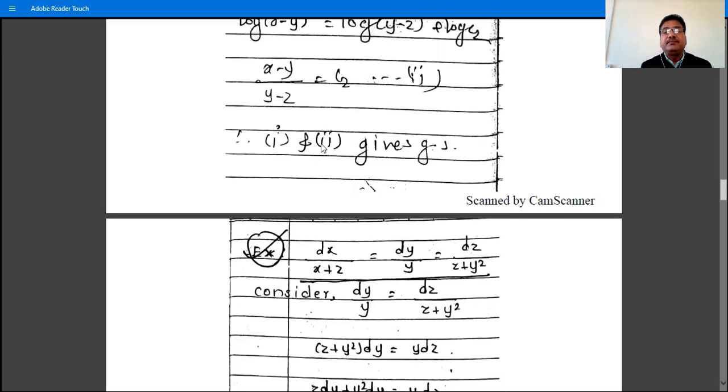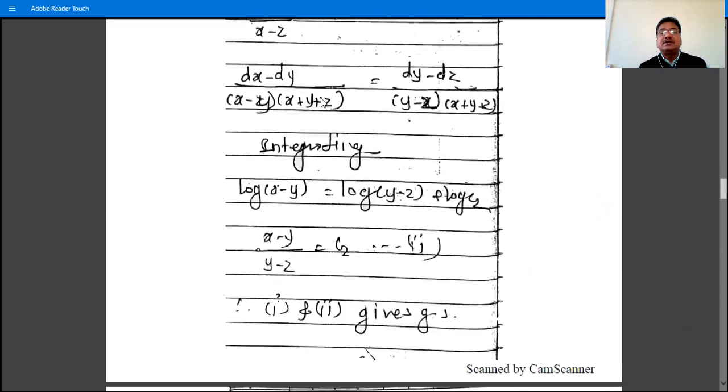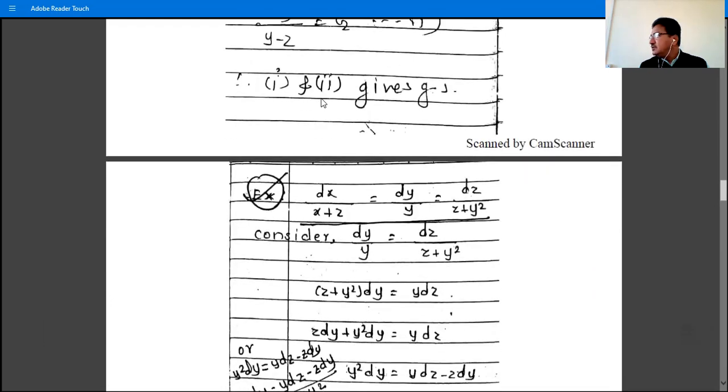Or method number 3, that is each ratio is equal to, consider the multipliers 1, 1, 0, or 1, minus 1, 0, and so on. We have this. Then next example, dx divided by x plus z, dy divided by y, dz divided by.